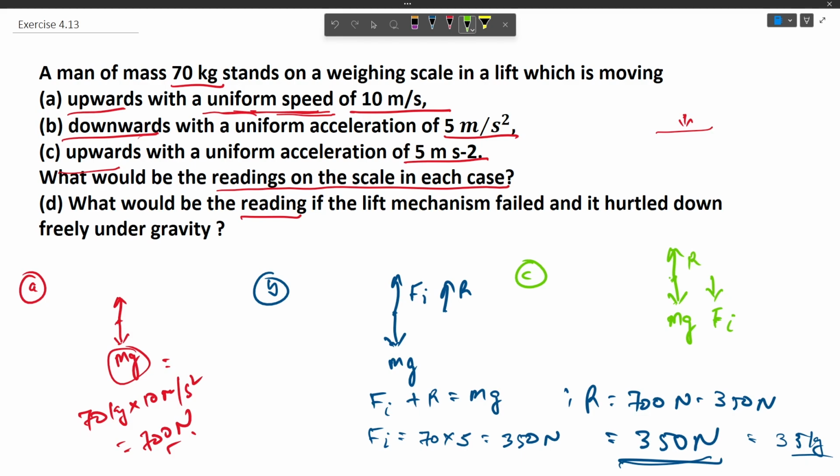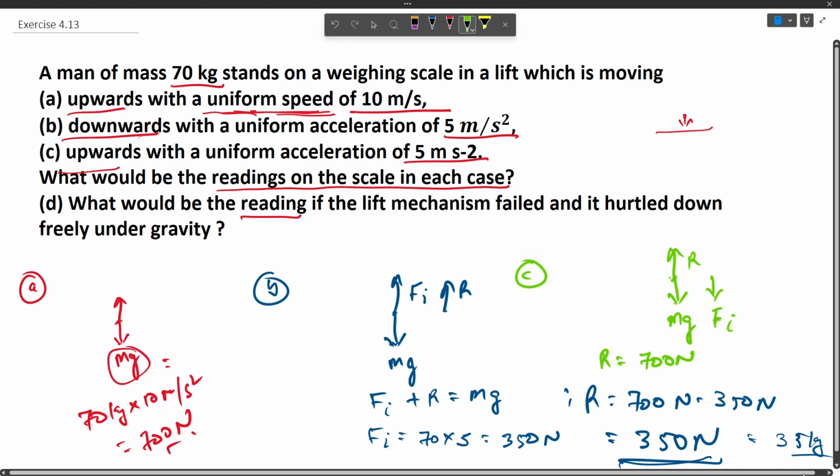So in this case, R would be equal to mg, which is 700 Newton, as we have discussed earlier, plus Fi. Here Fi is equal to mass times net acceleration. Mass is 70 multiplied by 5 meter per second square, so it would be 1050 Newton, or it would be 105 kg on the weighing scale.